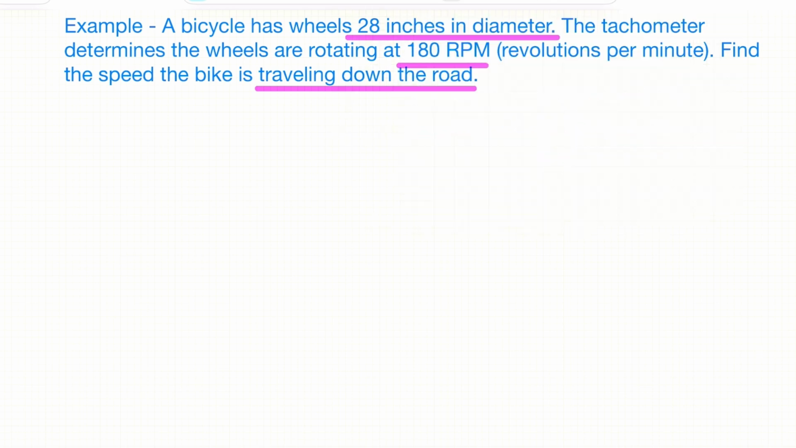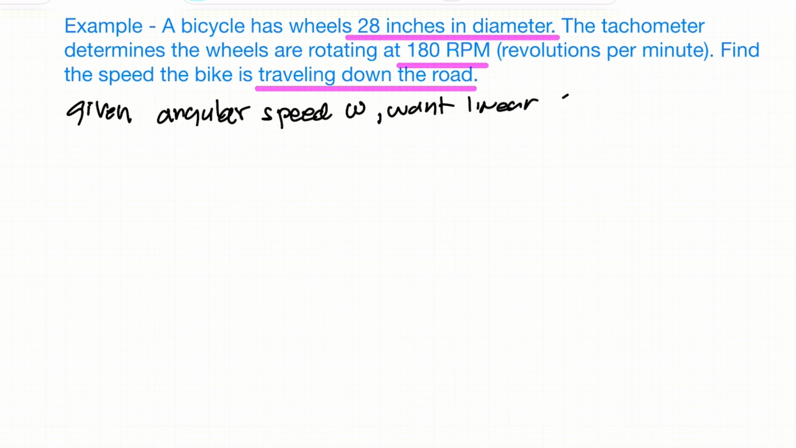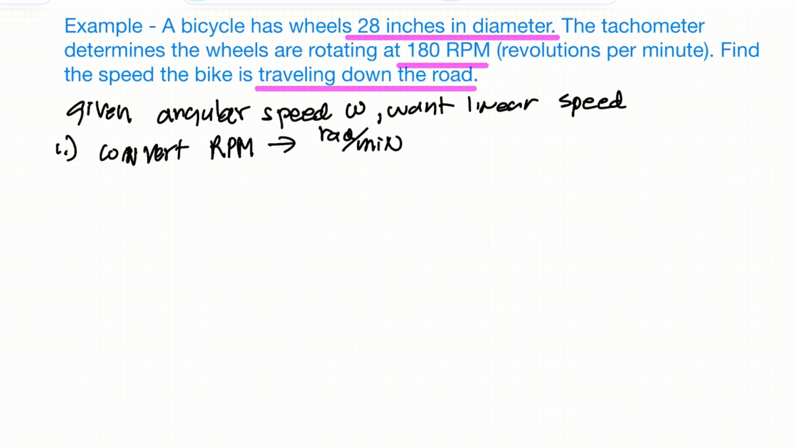So we know what we're given. We are given the angular speed, this omega, but we're given it in terms of revolutions per minute, so we're going to have to deal with that. But we want the linear speed. How fast is the outside of the wheel actually turning? How fast are we moving? So the first thing we need to do is convert this RPM into radians per minute, just to get in the proper units so we can deal with it.